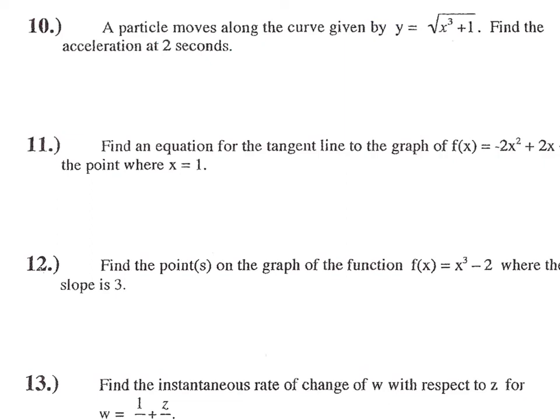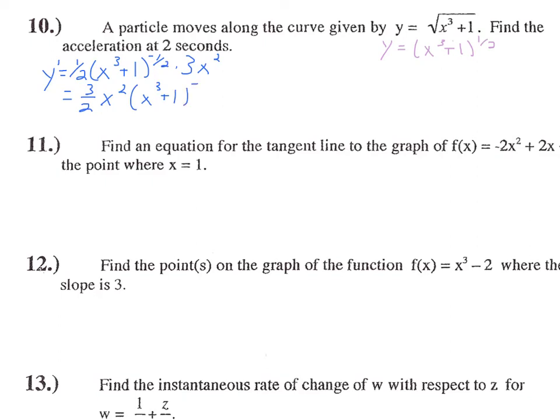So first I'm going to rewrite y as x cubed plus 1 to the 1/2. And if I take the first derivative of that, I'm going to need to use the chain rule. So I'll have y prime equals 1/2 times x cubed plus 1 to the negative 1/2 times 3x squared. So simplifying that a little bit, we'll have 3/2 x squared times x cubed plus 1 to the negative 1/2.